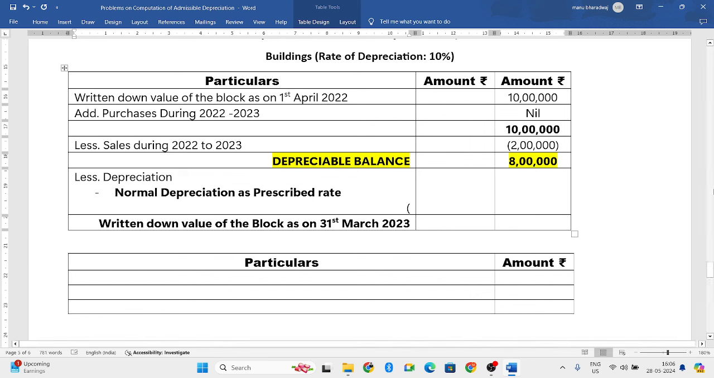What is the depreciable balance? Depreciable balance is 8 lakh rupees and the rate of depreciation is 10%. So 8 lakh into 10% will be 80,000. So the depreciation is 80,000. When we subtract 80,000 from 8 lakh, we get a value of 7,20,000. This is our written down value of the block, that is buildings, as on 31st March 2023.